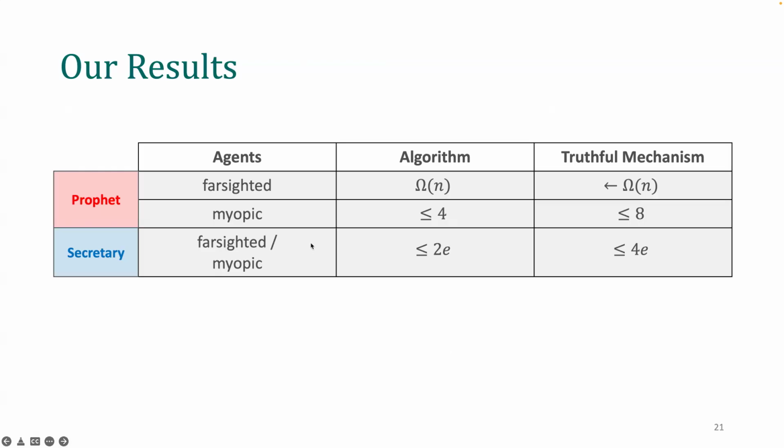Interestingly, in the secretary setting, we don't need to make this distinction between farsighted and myopic, because the random arrival order gives us a good snapshot of what the instance should look like, and we are able to do well even without making this distinction. We get a constant approximation there anyway.